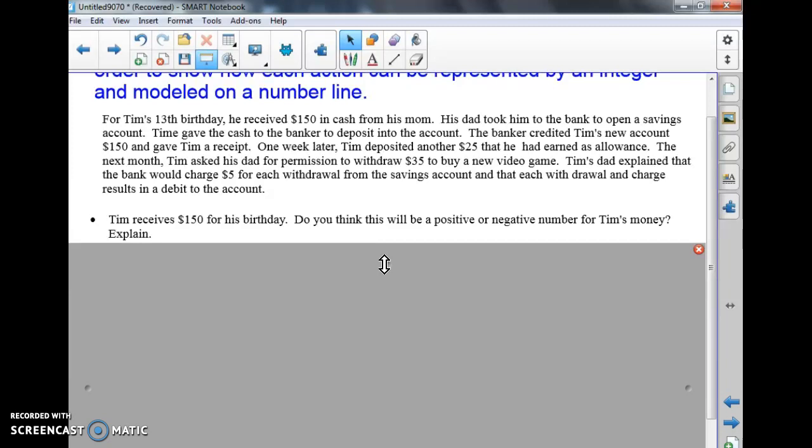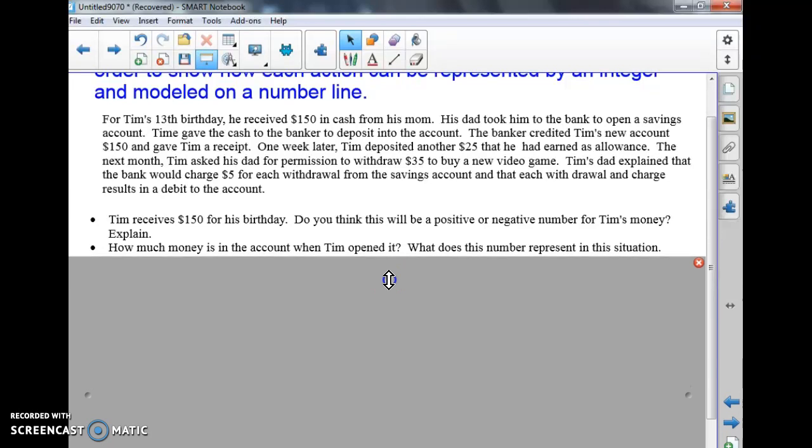This would be a positive integer that we would describe here. First of all, it's a good thing that he's getting money for his birthday, and he has the money, so his amount increases. So he has it, it's $150 plus $150. So how much money is in the account when Tim opened it?